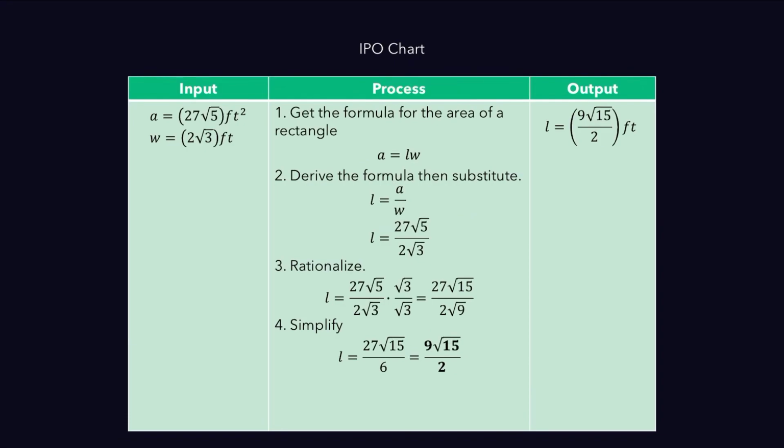In order to solve this problem, we are to get the formula for the area of a rectangle, which is area is equal to length times width. Then afterwards, we are to derive the formula. Since the unknown is the length, we are to derive the length. Afterwards, let us substitute the values. Then we are to rationalize the denominator by multiplying both sides by the square root of 3. Then we simplify, thus getting an answer of length is equal to the quantity of 9 square root of 15 over 2 feet.